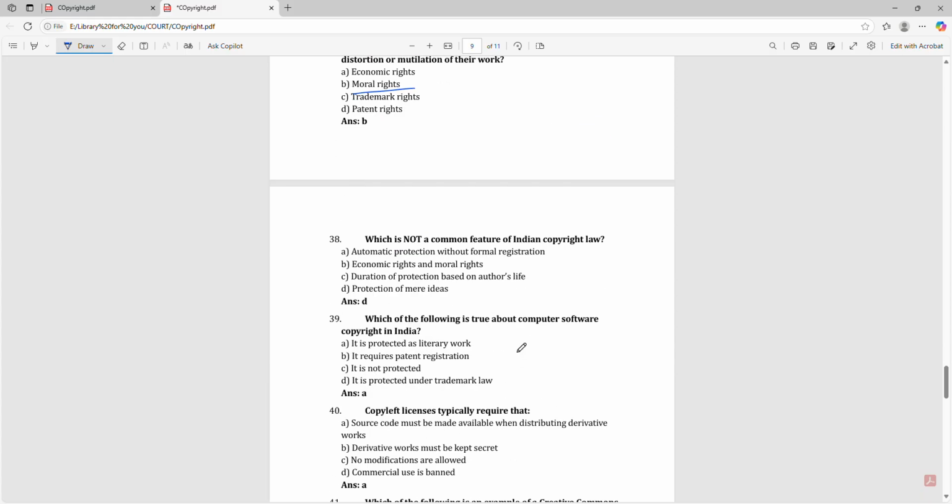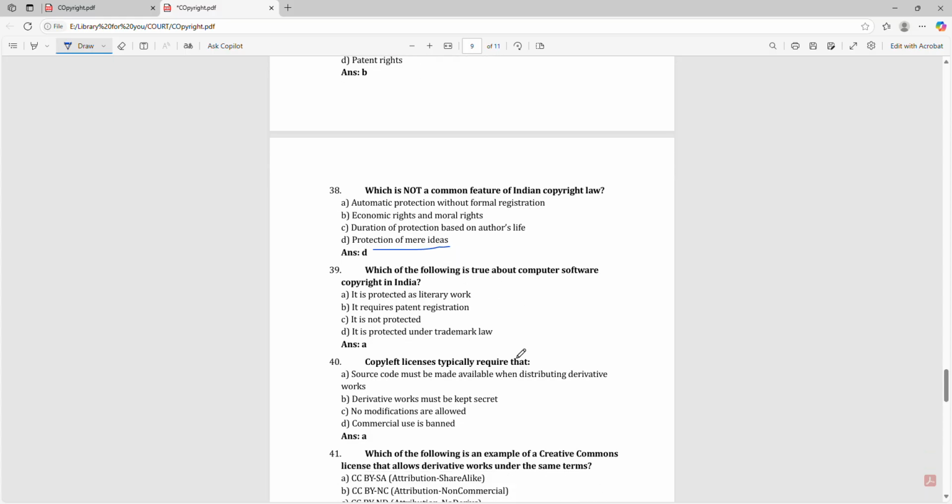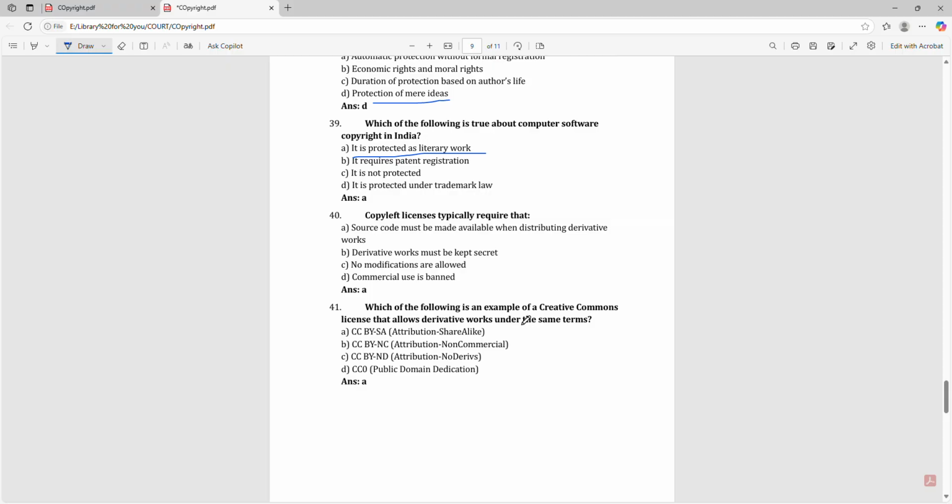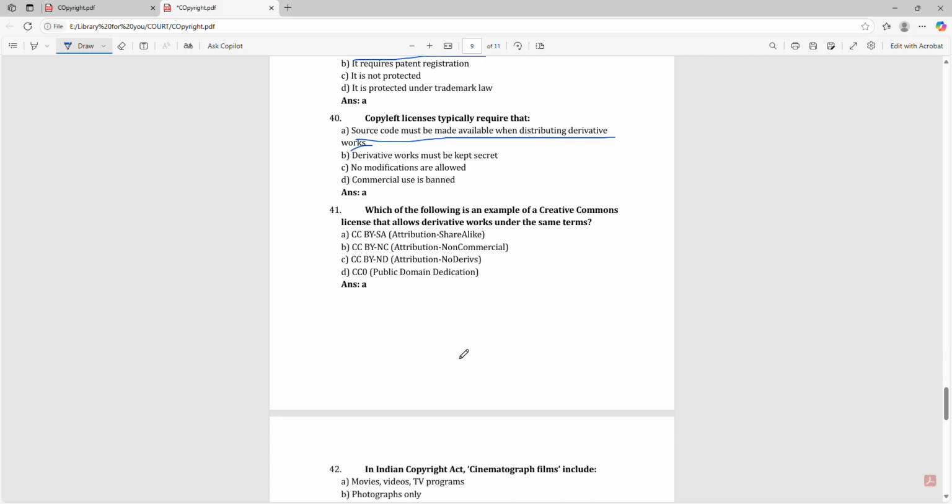Which is not a common feature of Indian copyright law? That is protection of mere idea. Which of the following is true about computer software copyright in India? That is, it is protected as literary work. Copyleft license typically requires that source code must be made available when distributing derivative works. Which of the following is an example of a Creative Commons license that allows derivative works under the same terms? CC BY-SA, that is attribution, share alike.